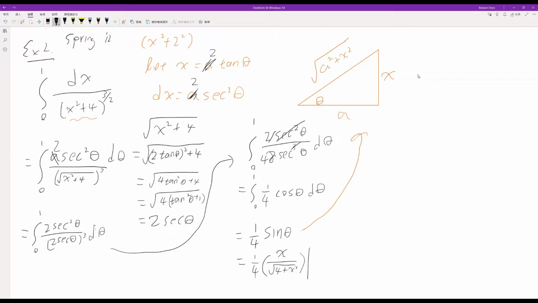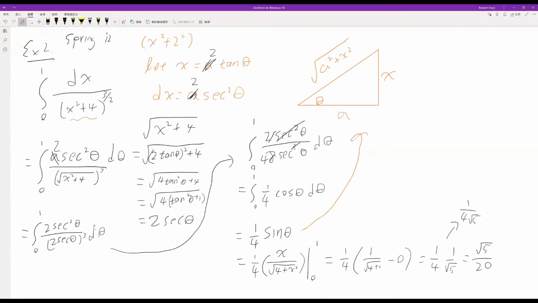And now we can evaluate it from 0 to 1, which is 1/4, 1 over square root of 4 plus 1 minus 0, right? Which is 1 over 4 times 1 over rad 5, which is, if you rationalize the denominator, you get rad 5 over 20. Right? Or if you don't want to rationalize it, you can write it as 1 over 4 rad 5. Right? They're the same thing. Not gonna worry too much about it.